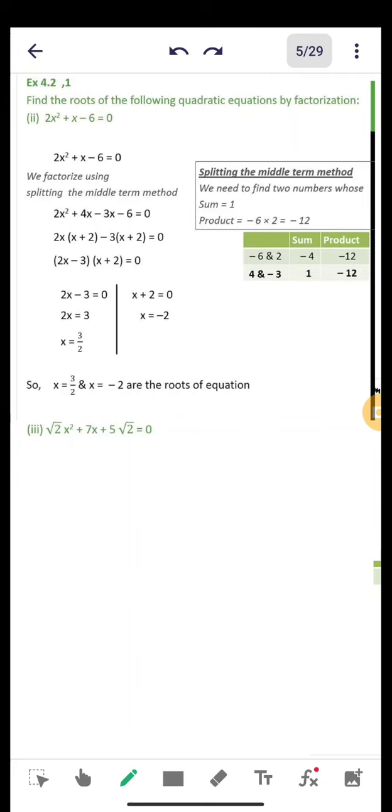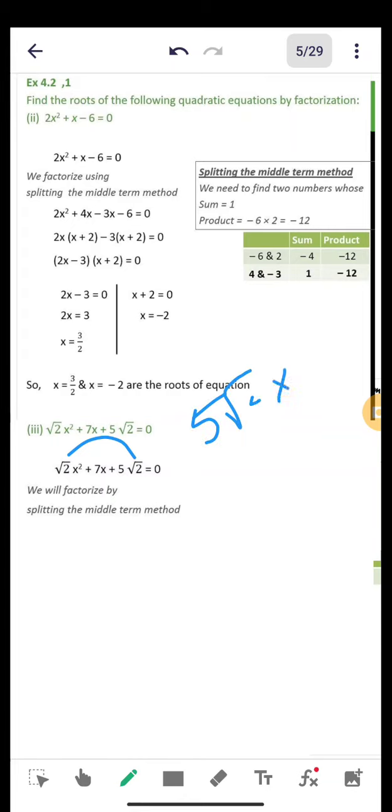So here, if we multiply the first and the last term, that is 2 root 2 into 5 root 2, what will be the answer for this? Root 2 into root 2 is root 4, that is 2. 5 twos are 10. So the product of the first and the last term is 10, and the middle term is 7x here.